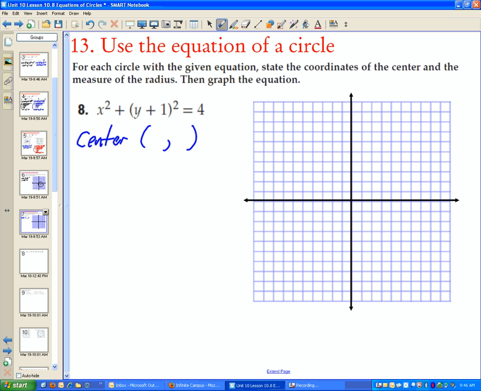What are the coordinates of the center? 0, -1. It's x minus nothing, so it's x minus 0. And then that's not y minus 1. That would have to be y minus -1. With me? What's the radius? 2, because that's r squared. So if r squared is 4, r is the square root of 4, which is 2. Right, draw you a graph.